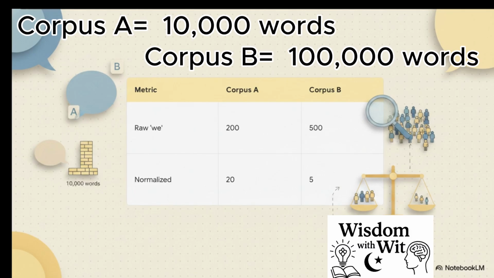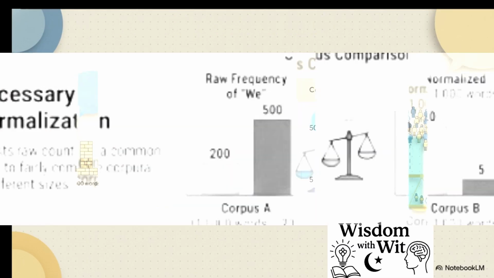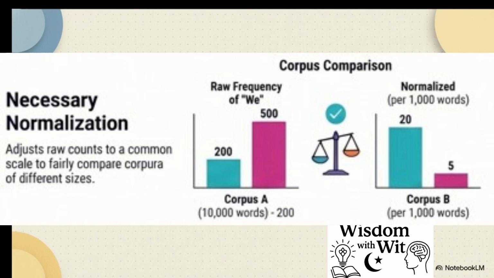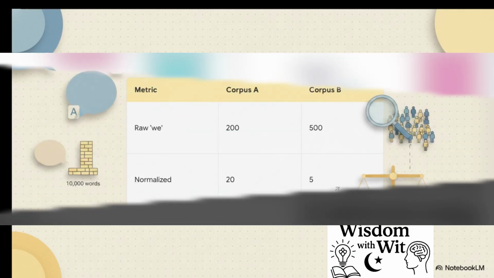When you do the math, when you normalize the data to see how often we occurs per 1,000 words, the true story emerges. It actually appears 20 times per 1,000 in the smaller Corpus A and only 5 times per 1,000 in Corpus B. So proportionally, Corpus A uses the word we significantly more. This normalization step is completely non-negotiable if you want valid comparisons.